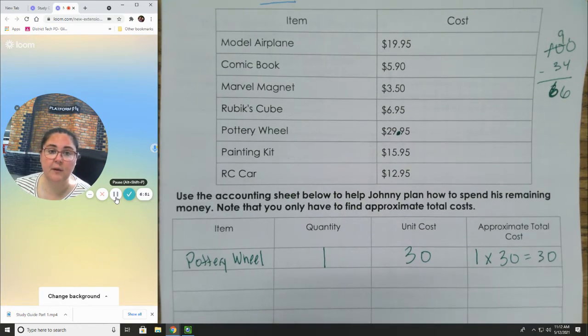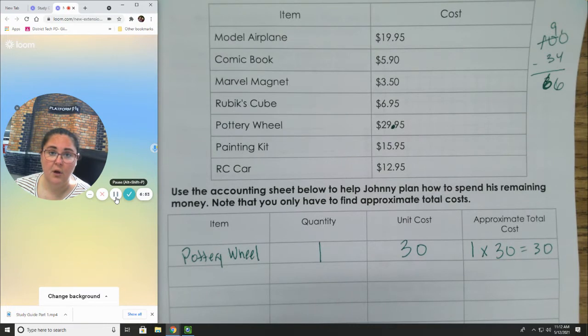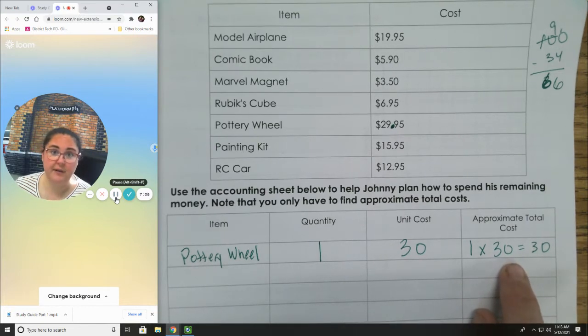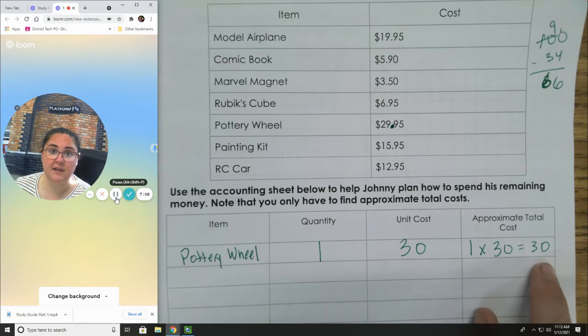Now, this is what I want you to keep in mind. On your test, under approximate total cost, you must write a number sentence or it will be wrong. Do not write 30. You must write a number sentence.